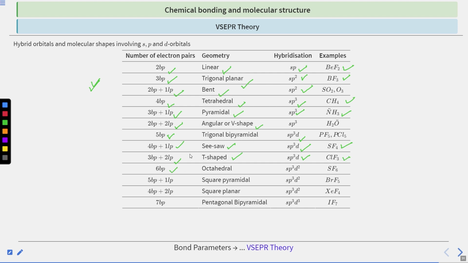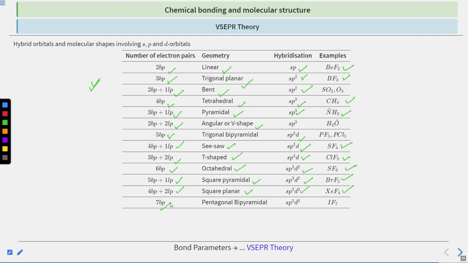Next is 6 bond pairs showing octahedral geometry, and hybridization is sp3d2, and the example is SF6. Next, 5 bond pairs plus 1 lone pair: square pyramidal geometry, sp3d2 hybridization, and the example is BrF5. 4 bond pairs plus 2 lone pairs: square planar geometry, sp3d2 hybridization, and XeF4 for example.